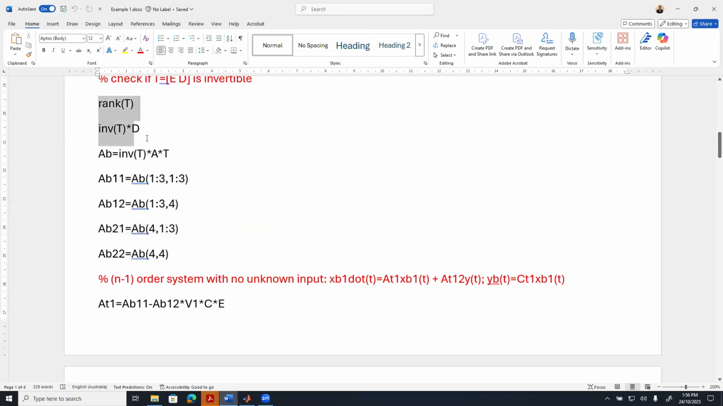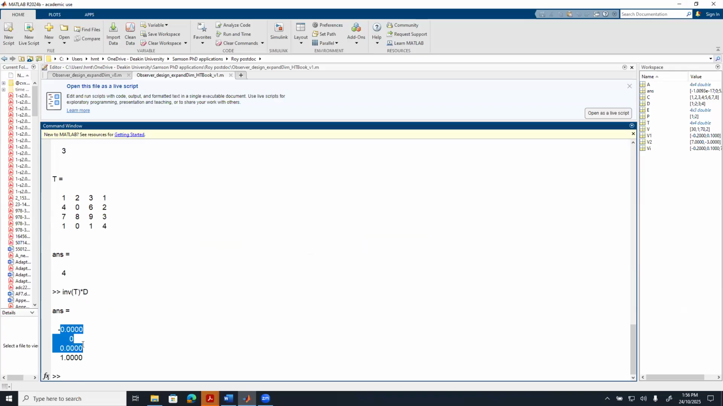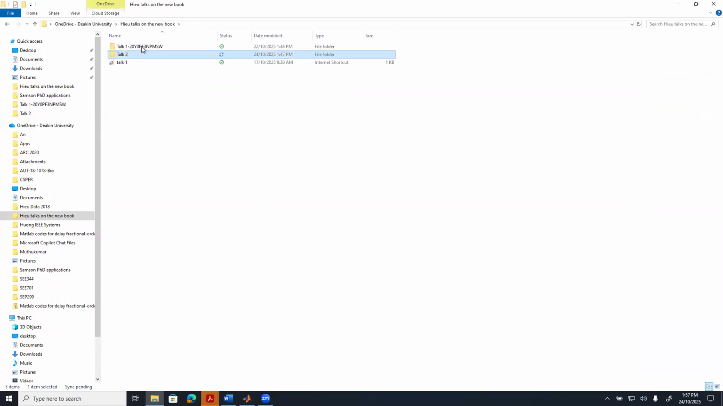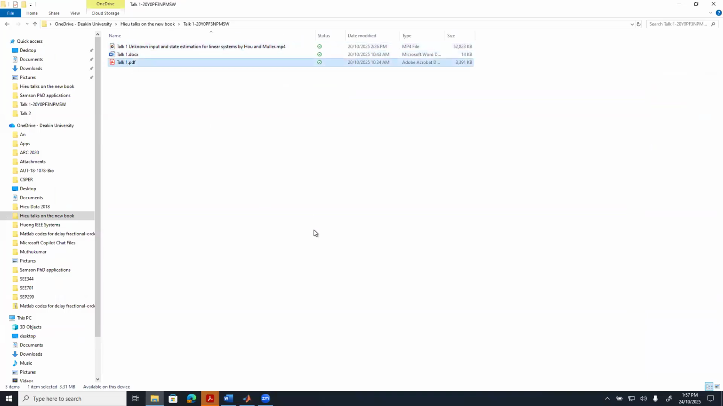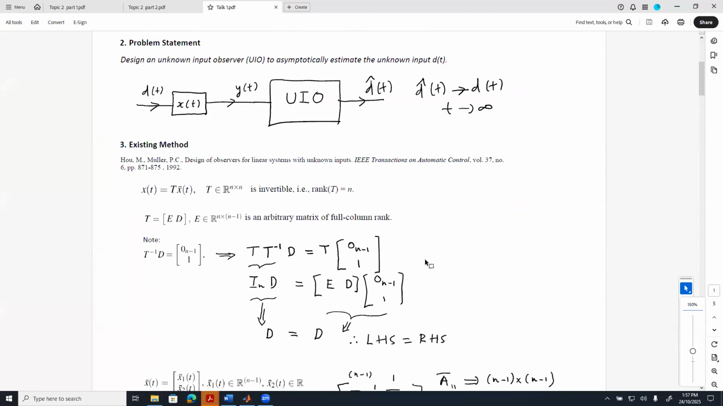We work out the inverse. And by the way, the inverse of the matrix T times D gives us a special form, and this is the special form there. It's actually a zero column matrix and 1. And that's the nature of the decomposition, which we discussed in topic talk 1.